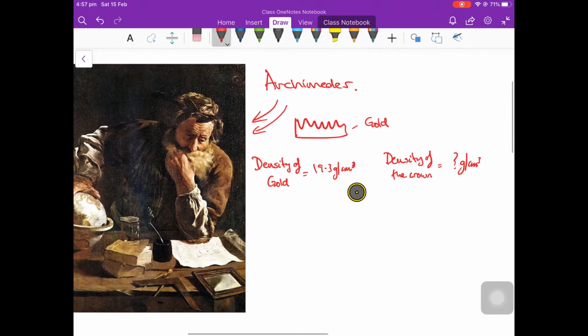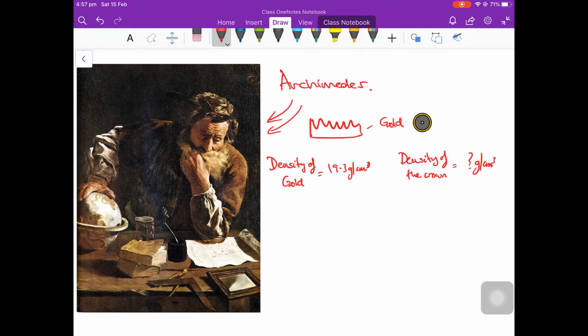So what happened was, he realized the equation for density is equal to mass in grams divided by volume. And he was easily able to determine the mass of the crown by putting it on a scale. But the volume was a little bit difficult, and that's because the crown is an irregular object.